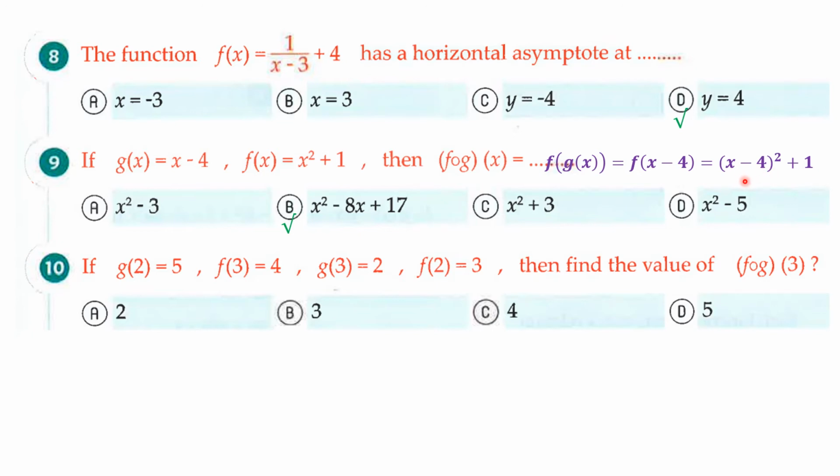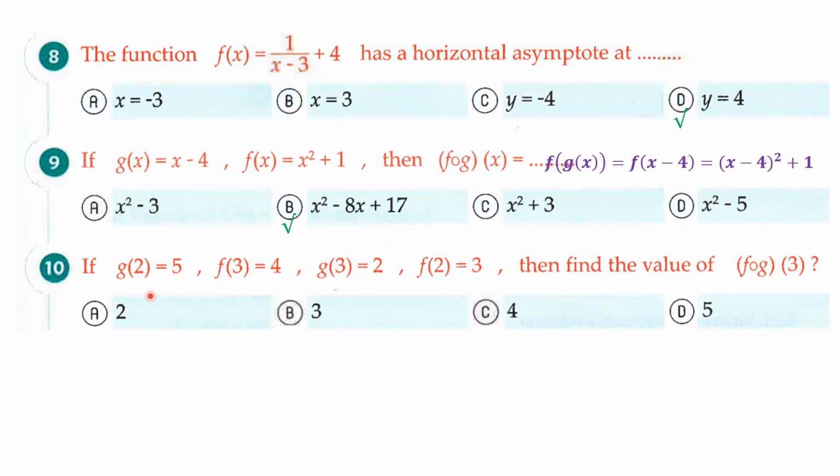Nobody's running after you. You don't have to distribute and get the answer correctly, because in this case I'm sure the answer is a trinomial and the others are all binomials. Anyways, this is going to give me x squared, remember the middle term, minus 8x plus 16 plus 1. So this is going to be the answer as we said.